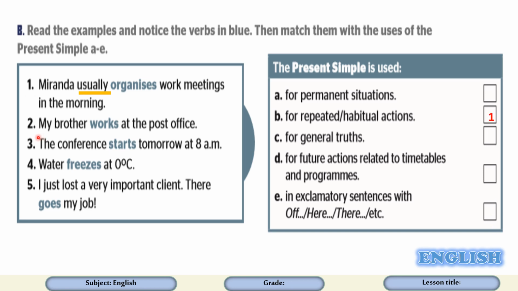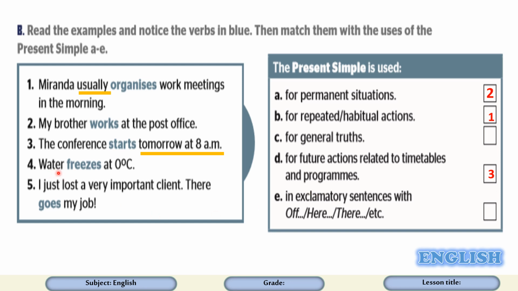Number 2, my brother works at the post office. I'm talking about the occupation of my brother, so it's a permanent situation. It's not a temporary job. The conference starts tomorrow at 8 a.m. Notice here we have a time expression that refers to the future, but we didn't use the future. We used the present simple. It's used for future actions related to timetables and programs, or what we call schedules.